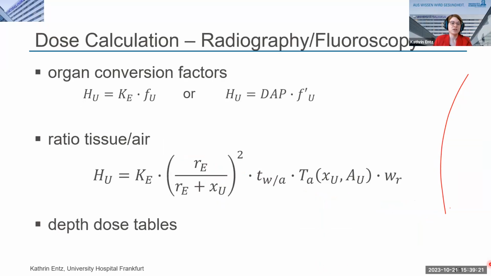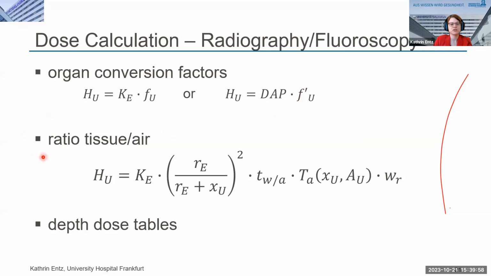But then again, we could have situations where the dose is higher and where we would have to do dose calculations. For radiography and fluoroscopy, you would have 3 different methods. You could either do it with conversion factors by taking your air kerma or your DAP and multiply those values with certain conversion factors that depend, for example, on the size of your image and the distance from your scanner to the uterus.